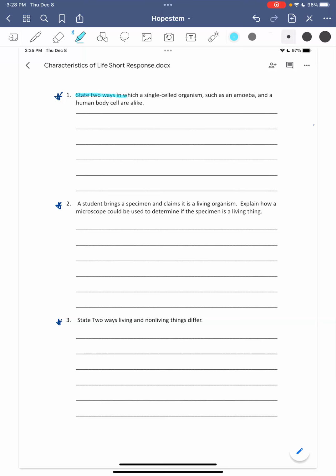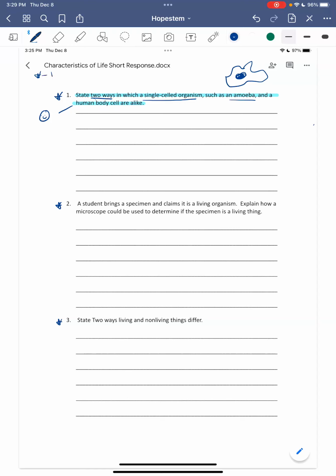State 2 ways in which a single-celled organism, such as an amoeba, and a human body cell are alike. So we're going back to the characteristics of life that we just spoke about in the mini lesson. An amoeba, if you Googled it, looks something like this. It's pretty cool and moves around. And a human body cell are alike. Now, let's use this space here for the notes that we just took.